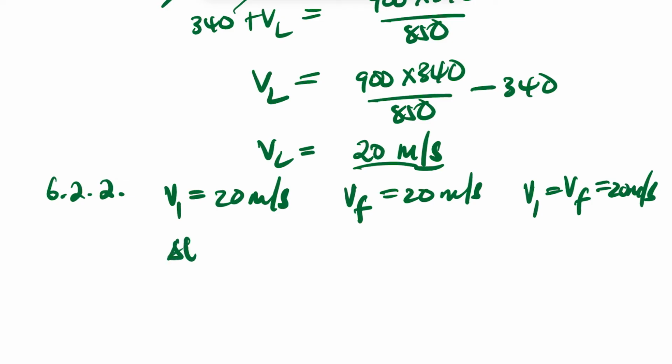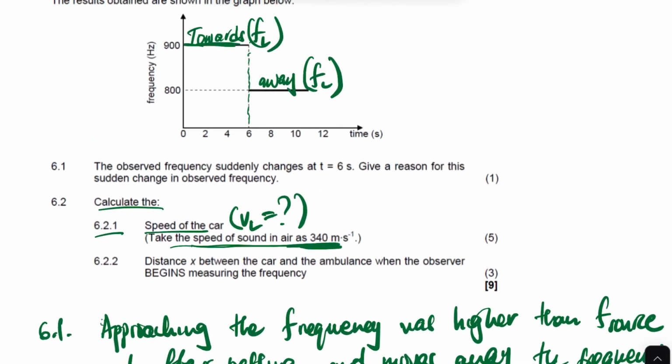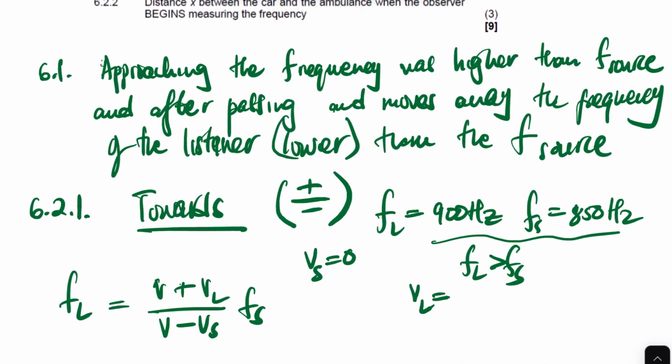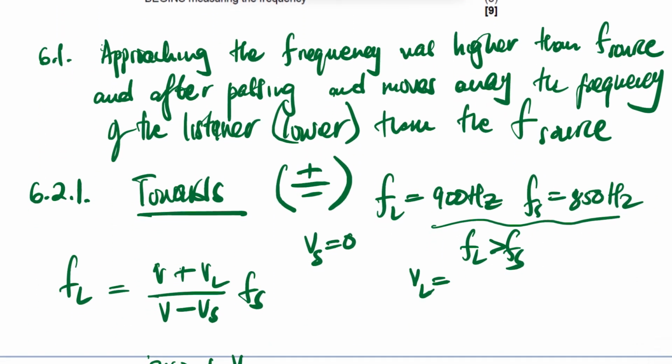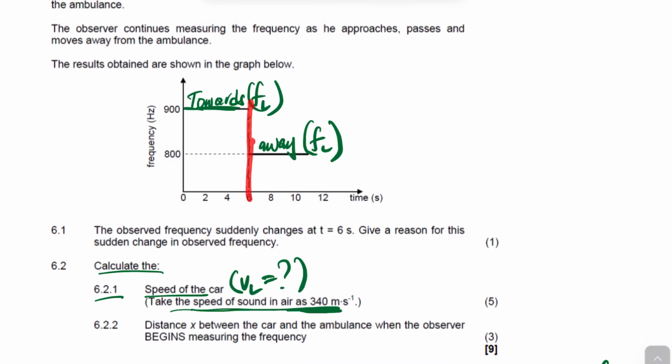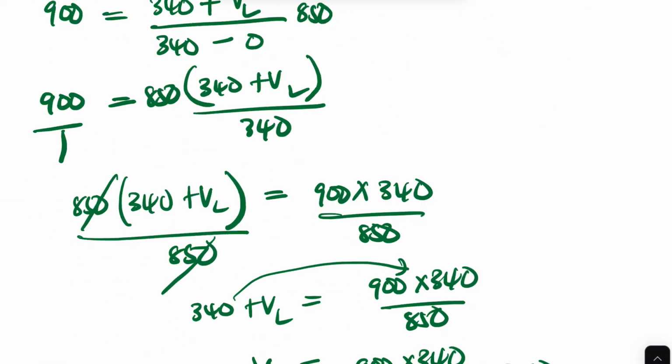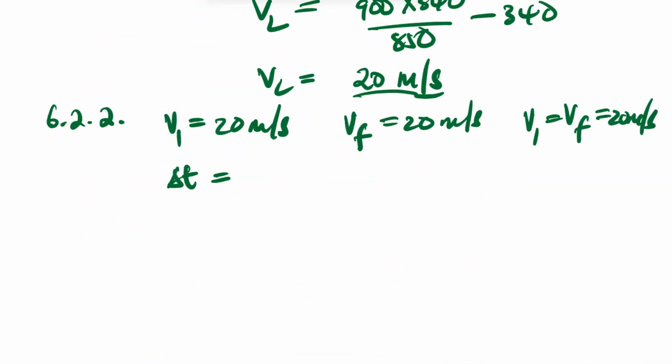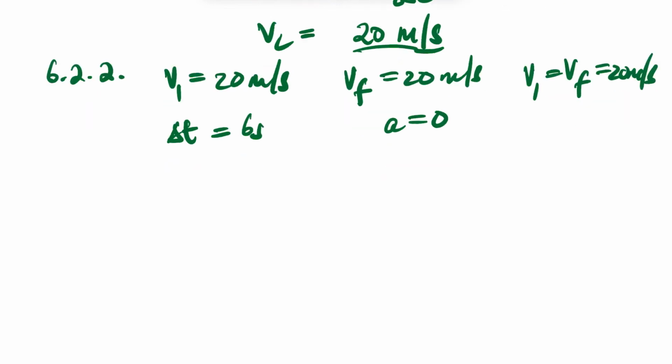And then the time, we were told here it's 6. The transition took 6 seconds. So while it was moving towards the car, it took 6 seconds to pass it. So the time we have there is 6 seconds. And since it was moving at constant velocity, the acceleration will be 0.